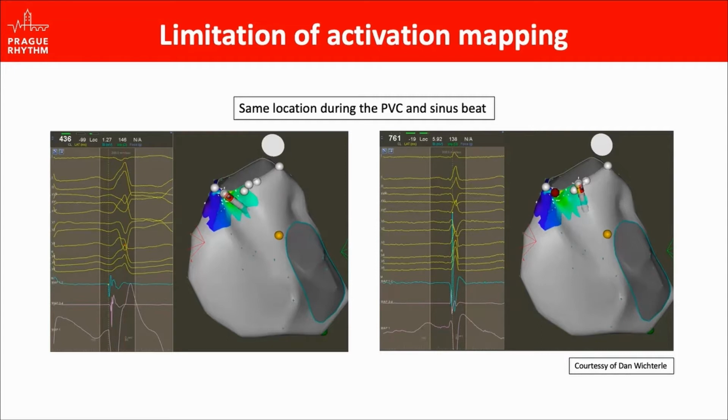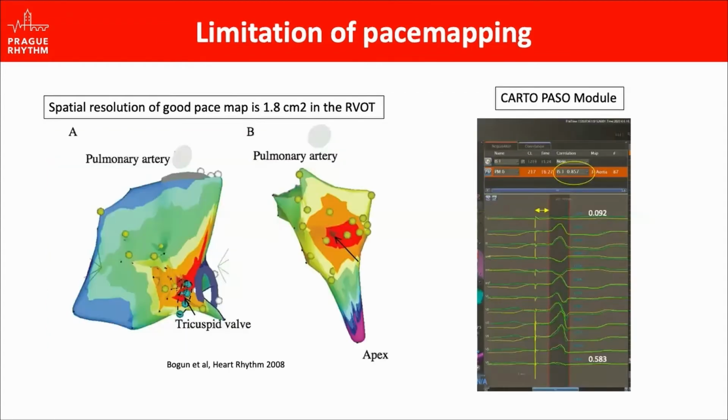So before RF ablation, we need to realize that the earliest point and the best points for the successful ablation may be out of this red color of the activation map. The main reason why pace mapping is less accurate is the very low spatial resolution of the pace mapping. In other words, this means that the similar paced QRS morphology can be observed in almost 2 square centimeters in the RVOT.